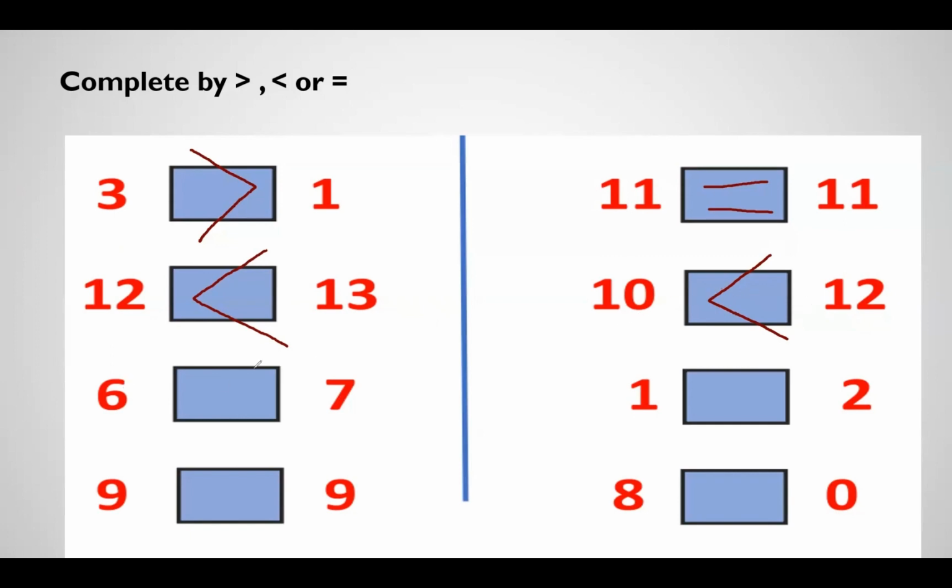Next, 6 or 7. Sure, we'll look at the 7. Here, 1 or 2. Yes, we are going to look at number 2. 1 is less than 2. Okay, next here we have 9 and 9. So they are the same. We will put equal to. 9 is equal to 9. Here 8 or 0. Yes, 8 is greater than 0. So eat 8 and leave the 0.